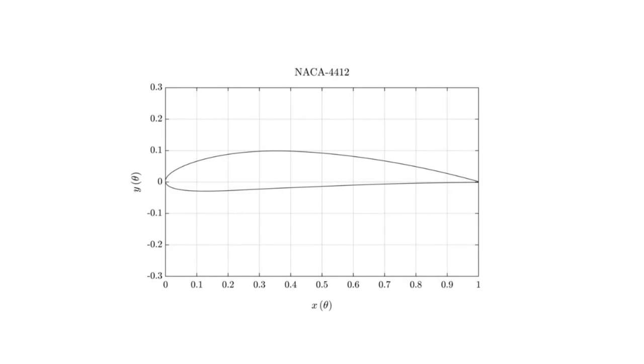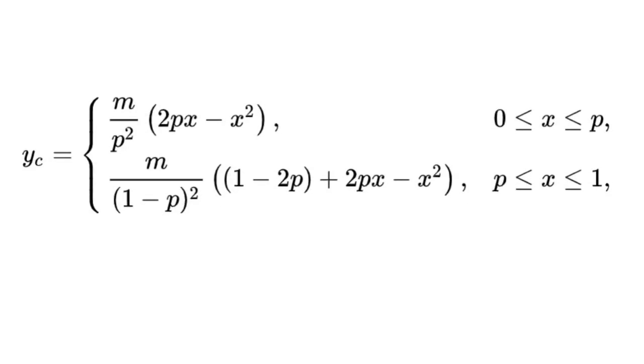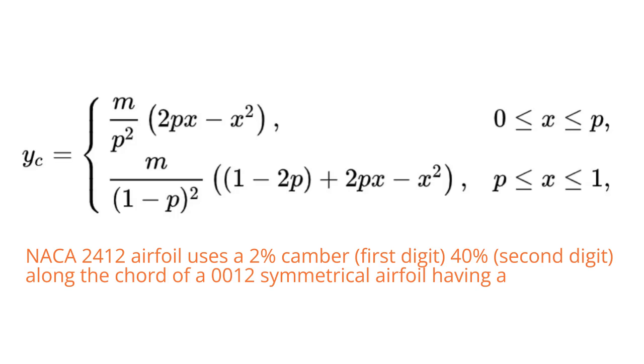The formula used to calculate the mean camber line is shown, where m is the maximum camber and p is the location of maximum camber. For our example, a NACA 2412 airfoil uses a 2% camber, 40% along the chord of a 0012 symmetrical airfoil, having a thickness of 12% of the chord.